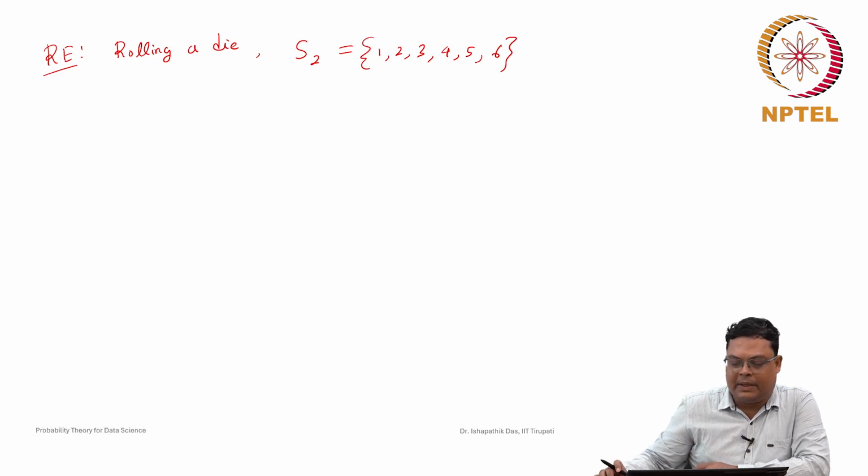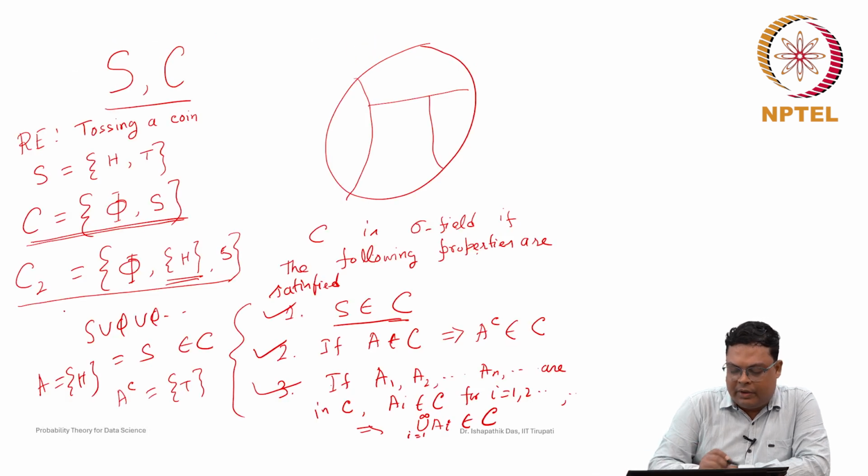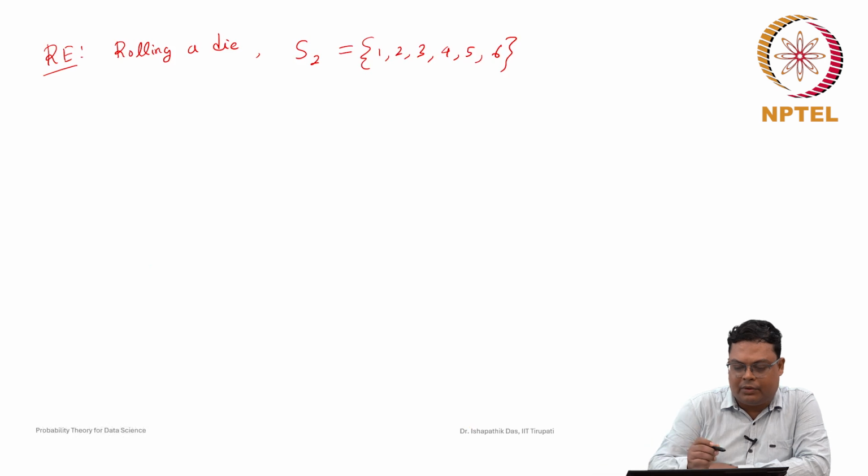Another thing I just want to mention. C2 is not a sigma field, we found that. What was the problem? The problem is that whenever we consider A equal to H, its complement T does not belong to C2. Now suppose we want to make this C2 a sigma field, then what correction do we have to make? Keeping all the elements in this set, we just want to add more subsets of S such that it will be a sigma field. How can we do that? Let us discuss this later.